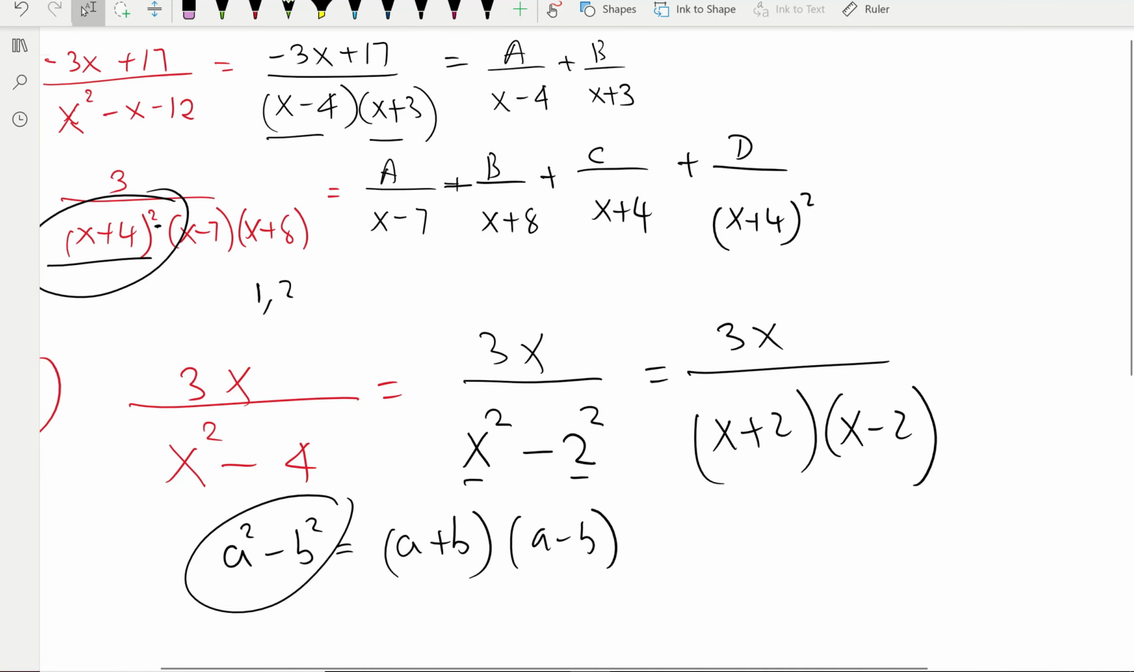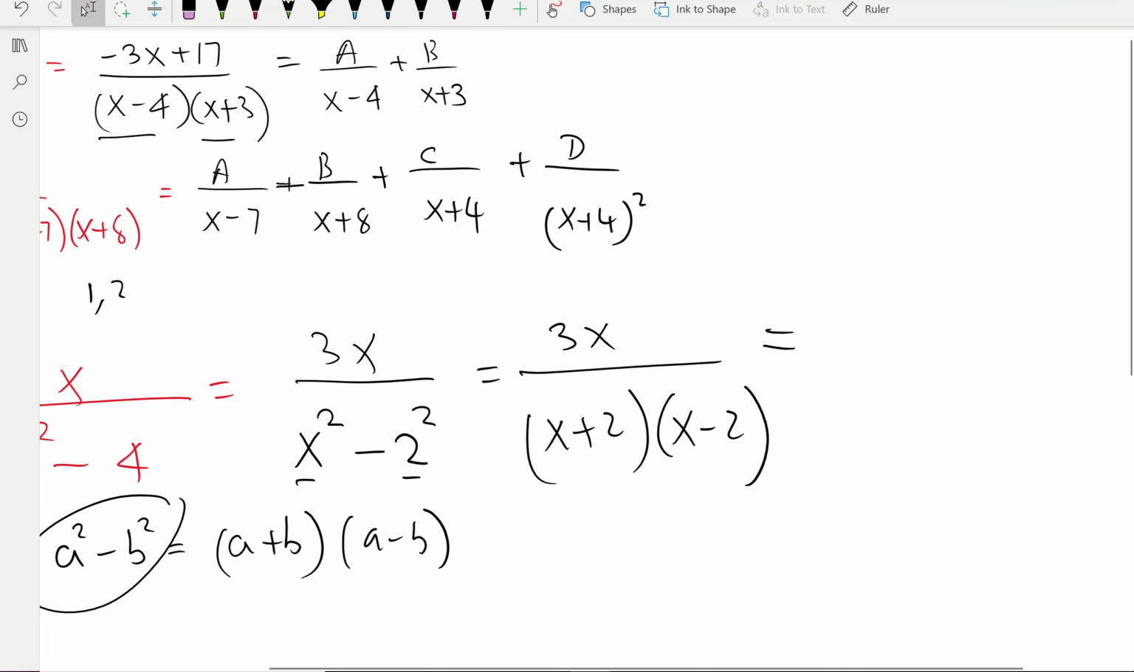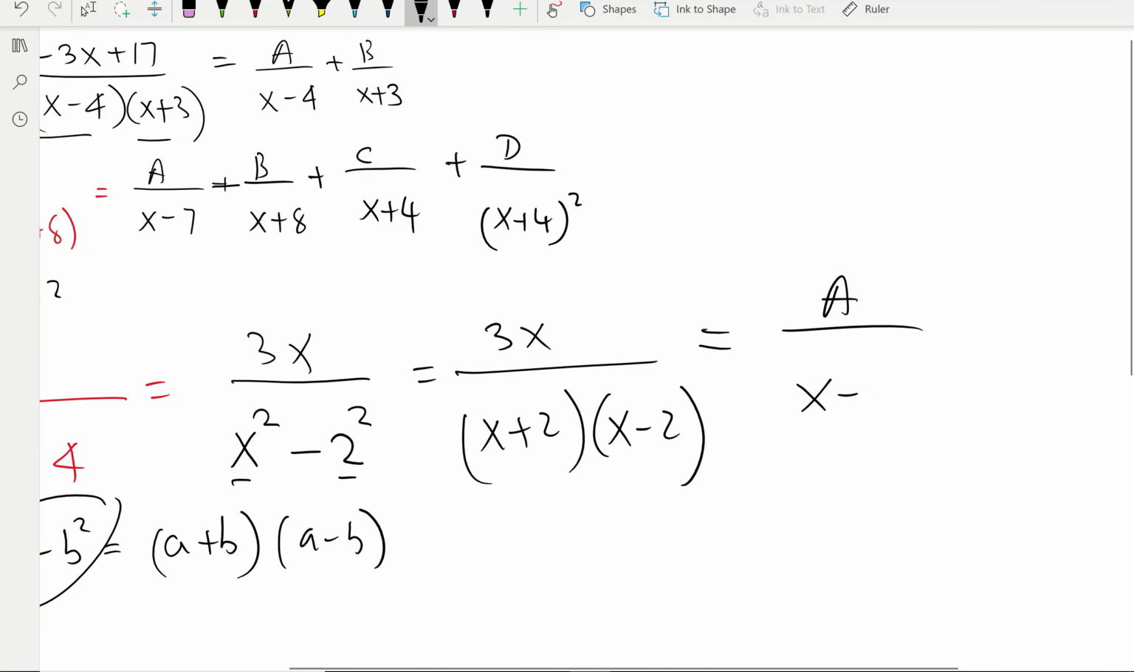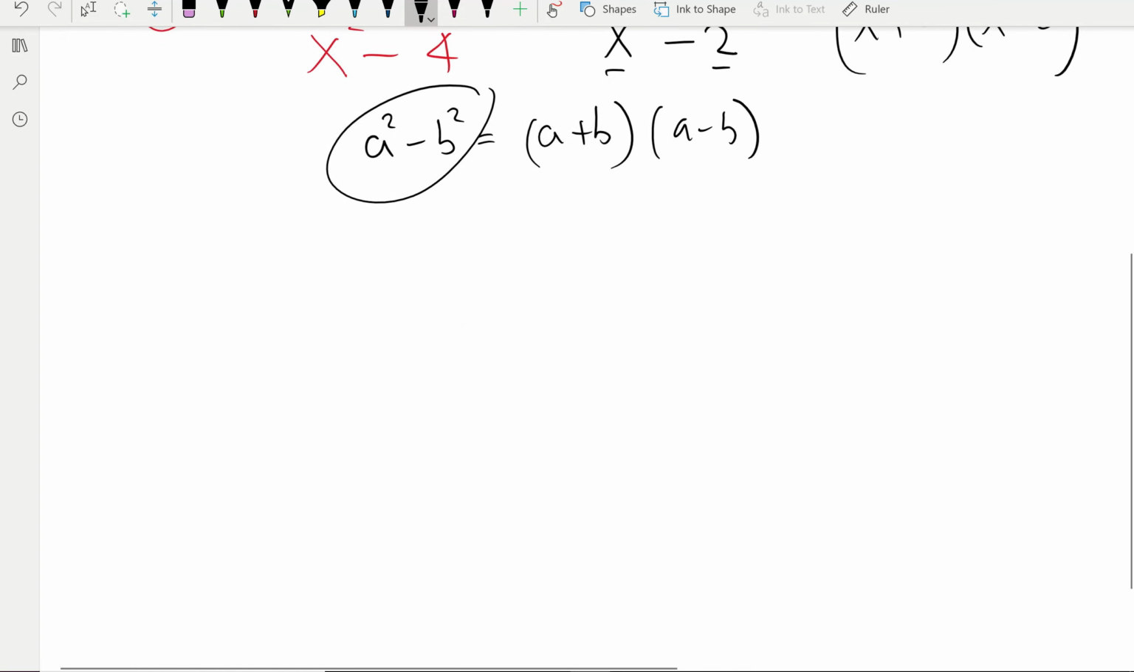Right, now we have distinct linear factors, right? X plus 2 and x minus 2 are two different things. So it's A over x plus 2 plus B over x minus 2. That's the decomposition. Okay, so difference of squares, a trick that is very handy.